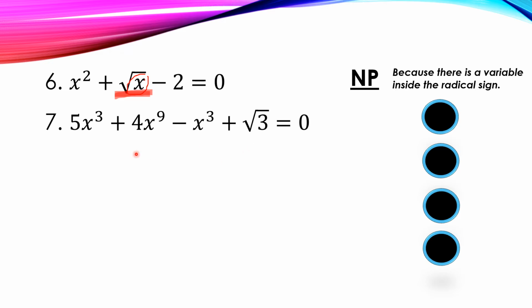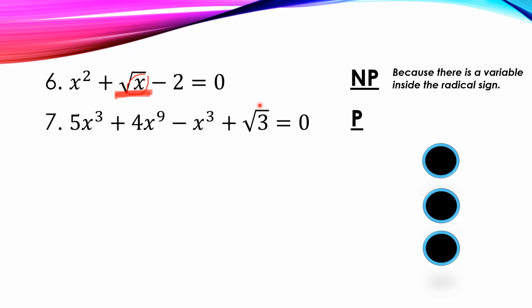Okay, number 7, 5x cubed plus 4x raised to 9 minus x cubed plus the square root of 3 is equal to 0. Is it a polynomial equation or not? Your timer starts now. Okay, time's up. The correct answer is polynomial equation. Ayan. So, again, baka may magtanong, Sir, ito meron ding radical sign, no?